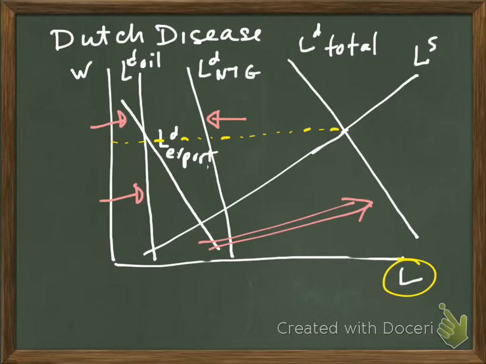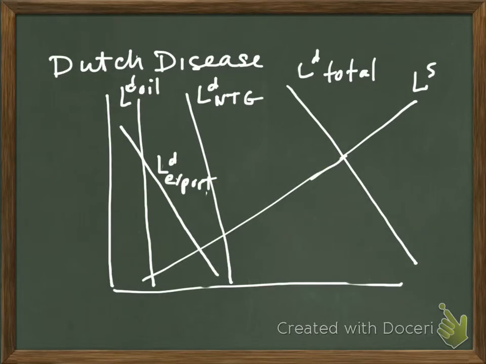So at this wage W star, we can see that this much labor looks like about the same amount for labor demand for the export sector as well as the oil sector, and this much labor is being used in the non-traded goods sector. And all of them add up to the full amount of labor. It's not really drawn to scale, but you get the idea. Now let's see what happens when something changes.